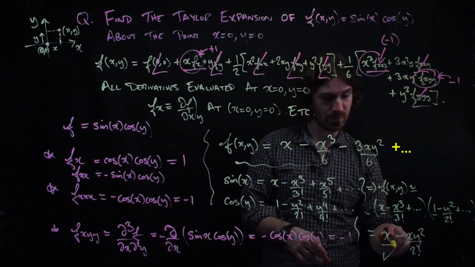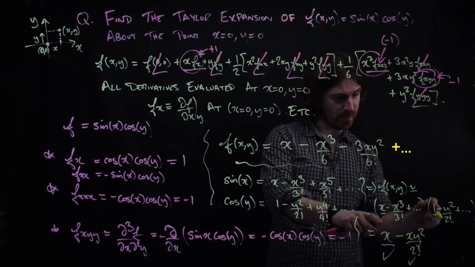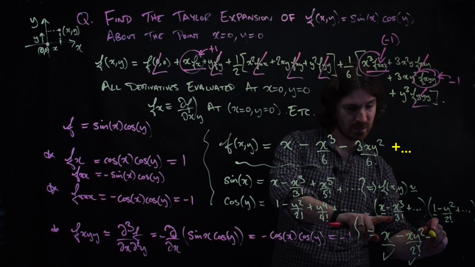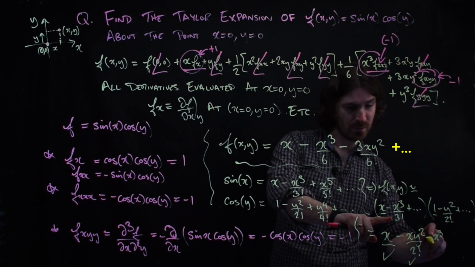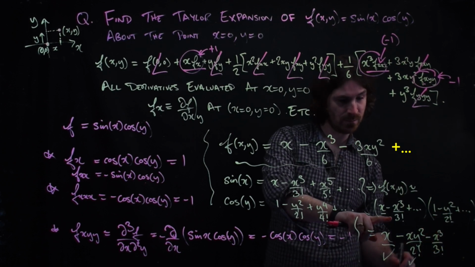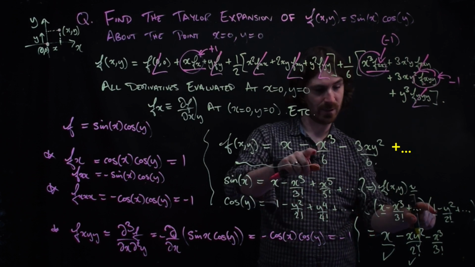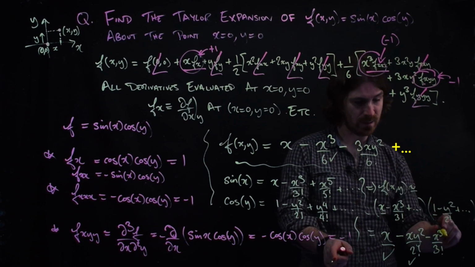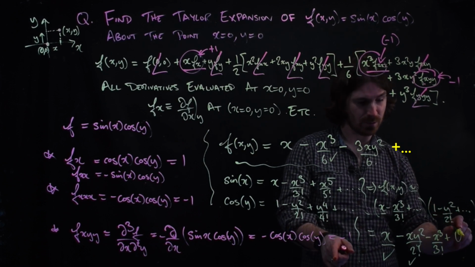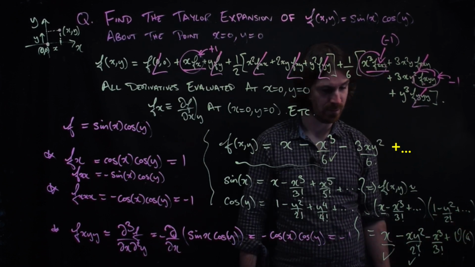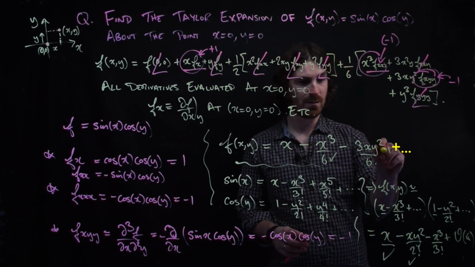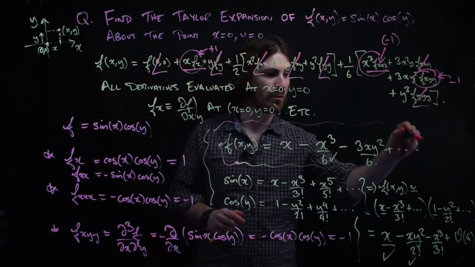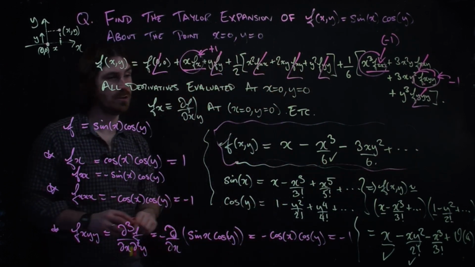Okay, looks good. So we've got this term, we've got this term. And then, so that's x with this term. And then we've got a minus x cubed over 3 factorial. And 3 factorial is 6. Okay. And then everything else is higher orders, order 4. Okay, so this looks good. Okay, so that's one example of finding a Taylor series in 2 variables.